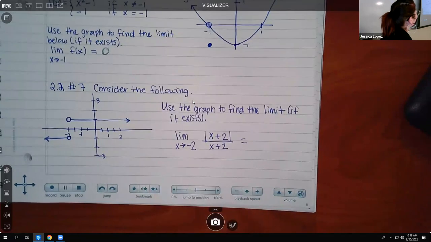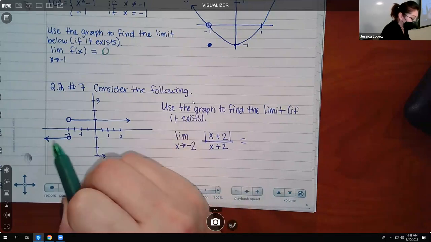So another visual one, got this graph there. This one says, what is the limit if it exists? So as I'm approaching x equal to negative 2, what is the y value here? Or where is the y value going? You got it, exactly.